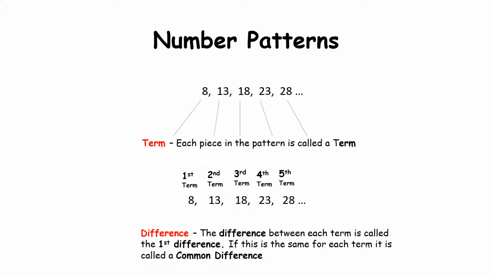So let's just talk a little bit about number patterns. So here we have a number pattern which is 8, 13, 18, 23 and 28. Each of those numbers is called a term. So we could write that as the first term, second term, third term, fourth term and fifth term.